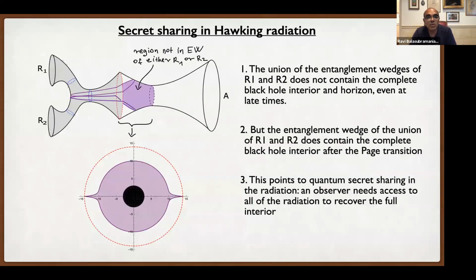However, if I take the union of R1 and R2, then the original black hole horizon is homologous to the union of R1 and R2. Because it is homologous to the union of R1 and R2, the entanglement wedge of the union of R1 and R2 includes the entire black hole interior. It's everything outside and the interior. So that includes this purple region. This points to, quote, quantum secret sharing, because the reconstruction with the union of the degrees of freedom is not the same thing as the union of the reconstructions from the subsets. So that basically points to quantum secret sharing.